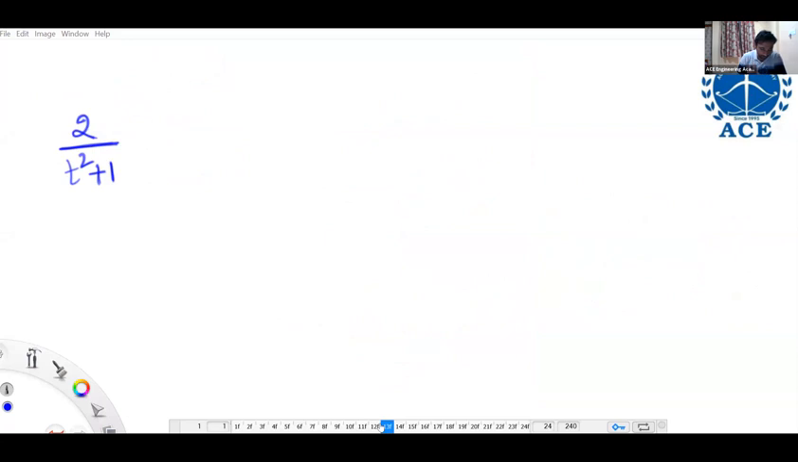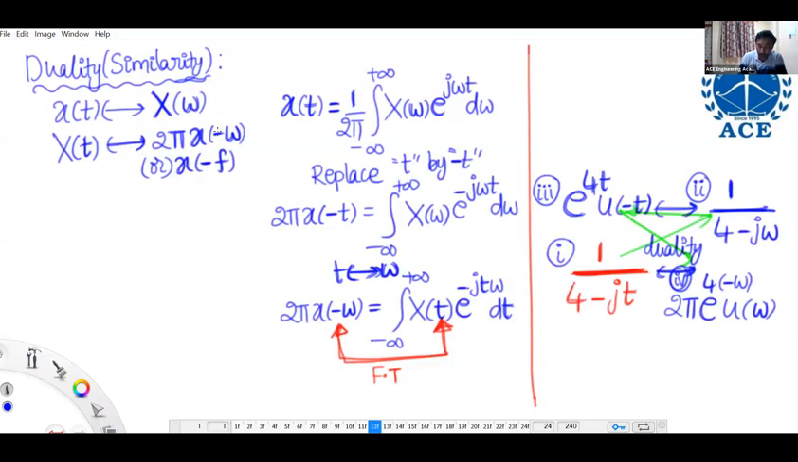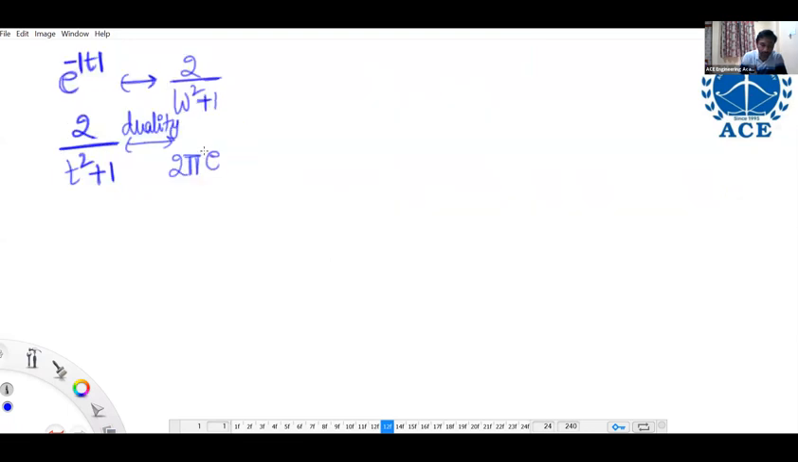Think. Originally it is 2 by omega square plus 1, or not? Instead of t, originally it is the Fourier transform of which function? Two-sided e power minus mod t, with a equal to 1, gives 2a by a square plus omega square. Now you apply duality. Omega replaced by t, t replaced by minus omega. But what is our property from the previous slide? 2 pi into, in the signal, in place of t, minus omega. That is 2 pi e power minus mod omega.